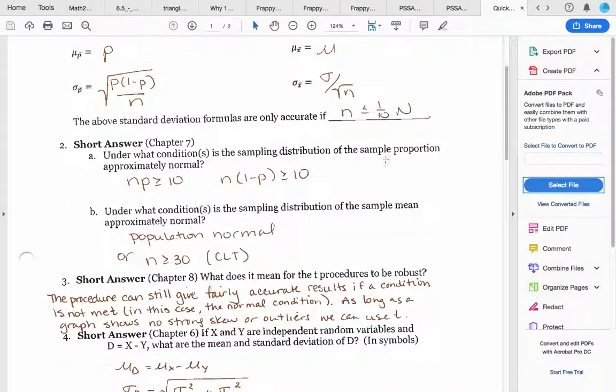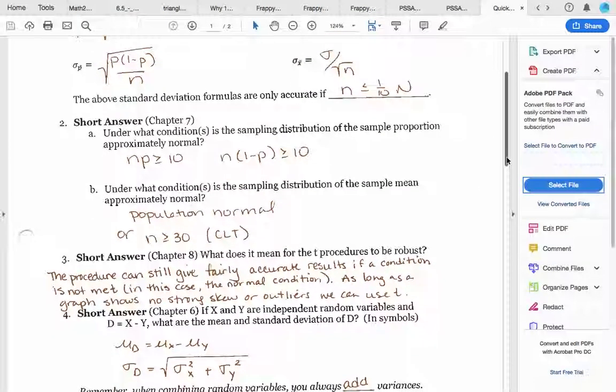The sampling distribution, if I'm talking about the sample proportion, so if I'm talking about the sampling distribution of p hat, it's approximately normal when n times p is greater than or equal to 10 and n times 1 minus p is greater than or equal to 10. If I'm talking about the sample mean, it's approximately normal if the population is normal or the central limit theorem can apply, so the sample size is greater than or equal to 30.